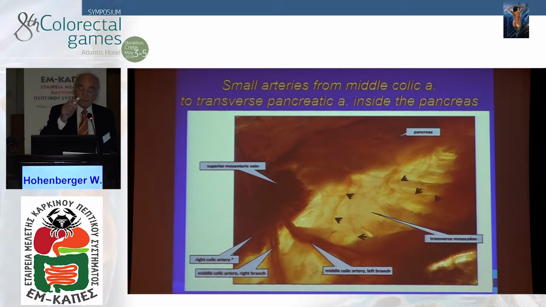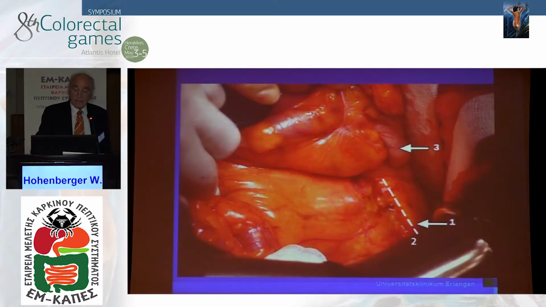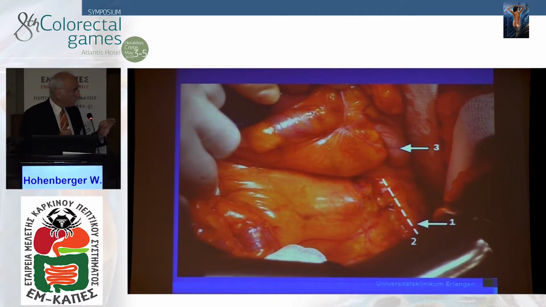And the reason is this photo, which is also extremely important. You have seen it already before in the sigmoid delta talk. So this is the middle colic artery, the left branch, left colon. And there are 3 to 4 thin vessels running towards the pancreas. And they are connecting inside the pancreas with a transverse pancreatic artery. I know that because I did a lot of pancreatic surgery too. And once I operated on a patient in Ankara with a huge tumor and a thick transverse pancreatic artery. So it was evident that it's the connection.